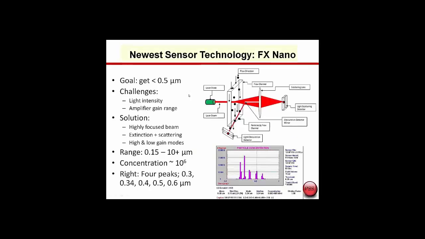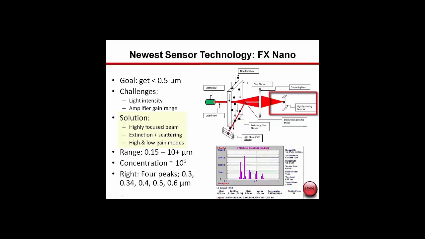The next step to be able to move to smaller particles is again to use this focused light source, but now we'll use two sensors. For the light obscuration sensor, we take a mirror and bounce the light over at 45 degrees to get the obscuration or extinction sensor. And here we have the light scattering sensor.